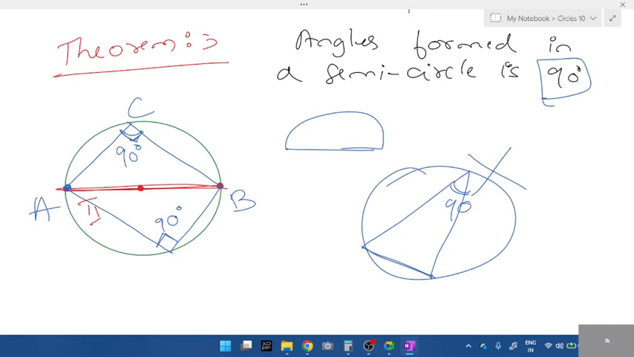Yes. In your textbook, it's given as theorem 4. Okay, take it as a theorem. No, the previous one was not a theorem, Bhargavi. That is just a reflex angle concept. That's not a theorem. Reflex angle. This is a theorem.